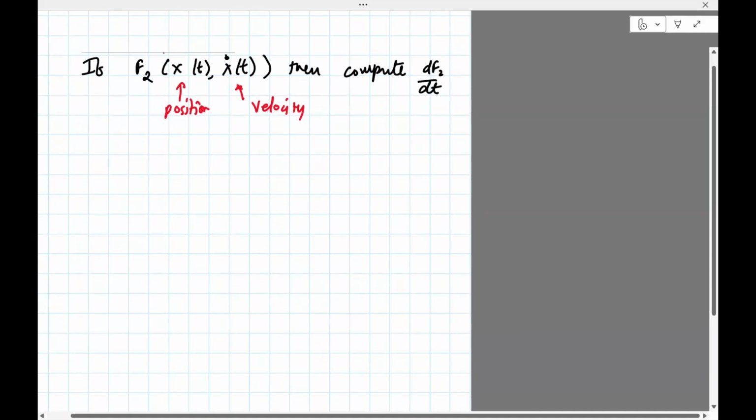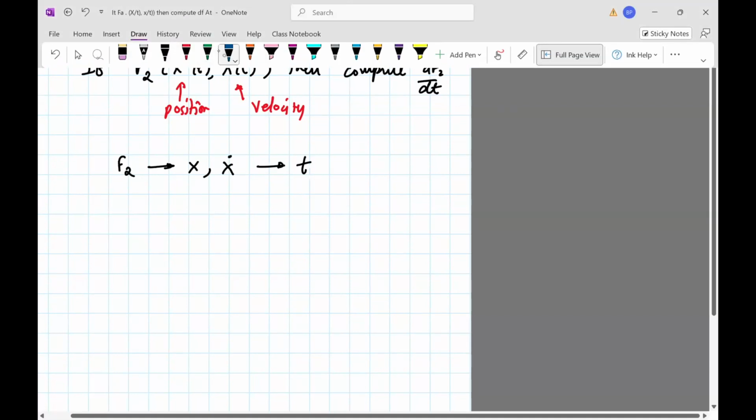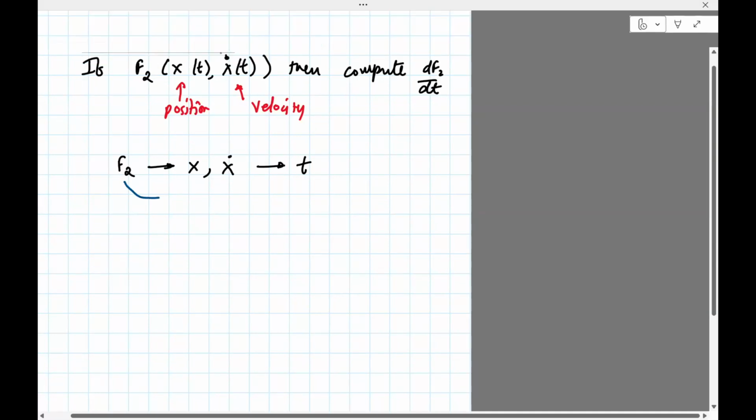Now, I use the same trick. We have f2, it's a function of x and x dot, and that's a function of t. So in order to compute df2 dt, I need to do the following two things. I need to go from f2 to x, and then from x to t.